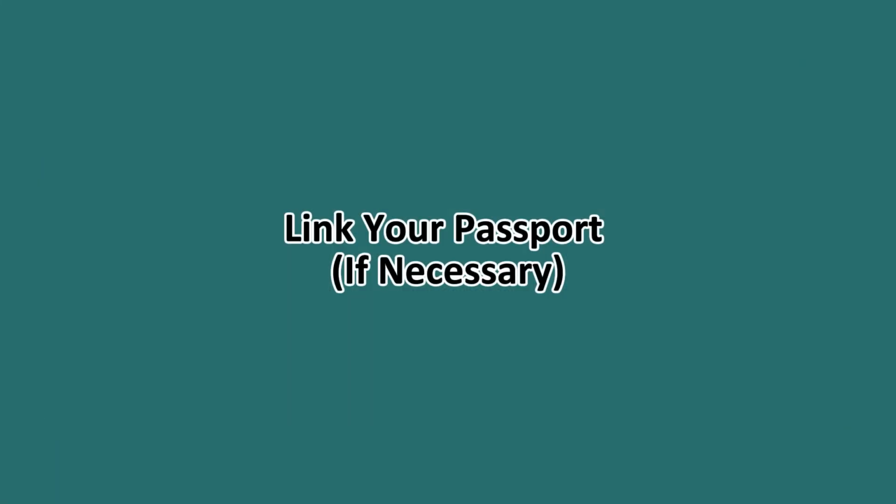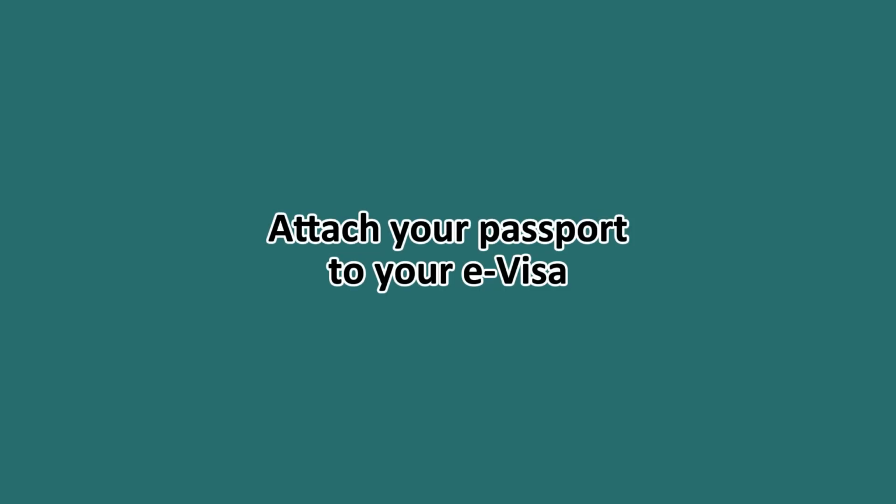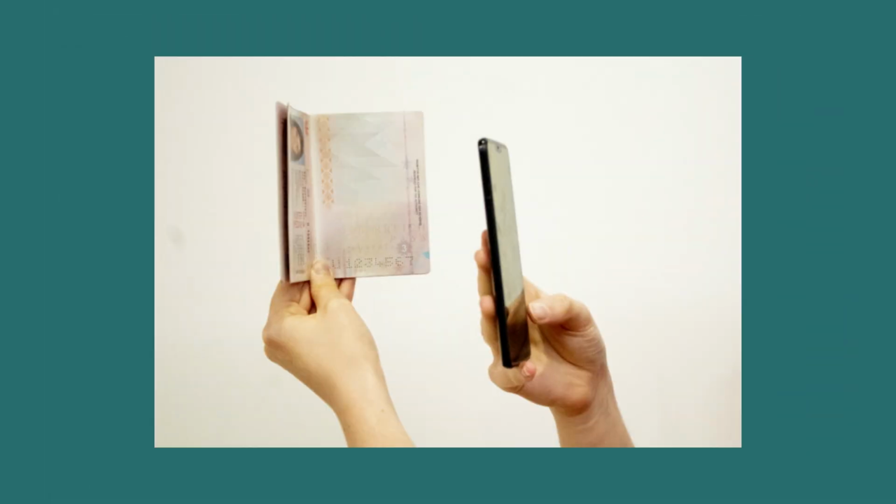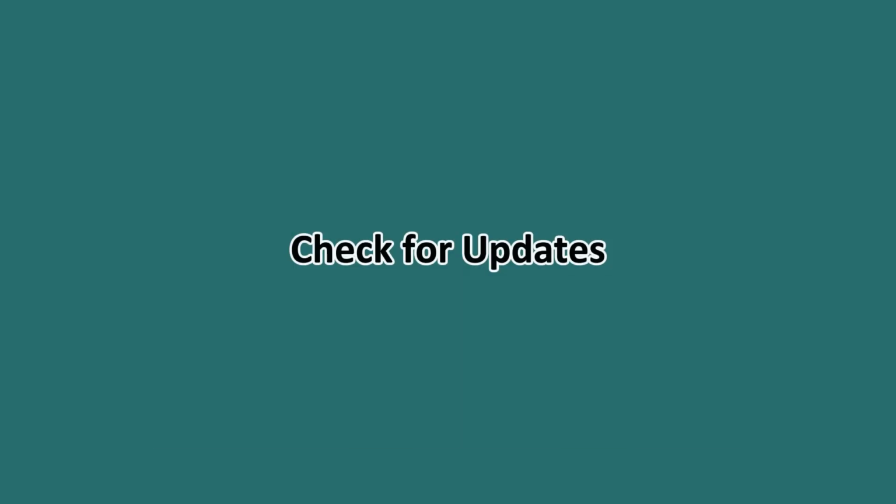Then if necessary, you'll need to link your passport. If you did not use your passport to create your UKVI account, you will need to link it to your e-visa. Sign into your UKVI account and follow the prompts to add a new identity document and upload photos of your passport. After all of this is done, you'll need to check for updates.